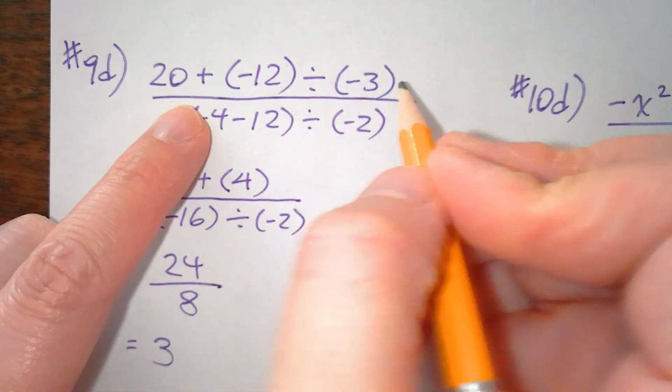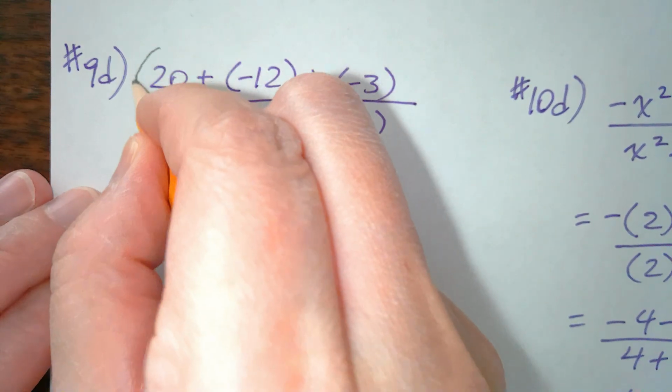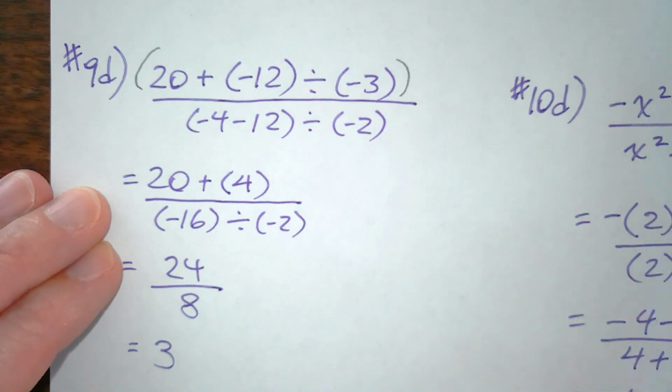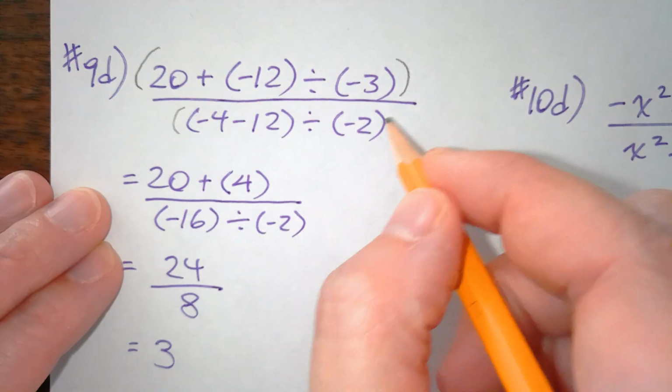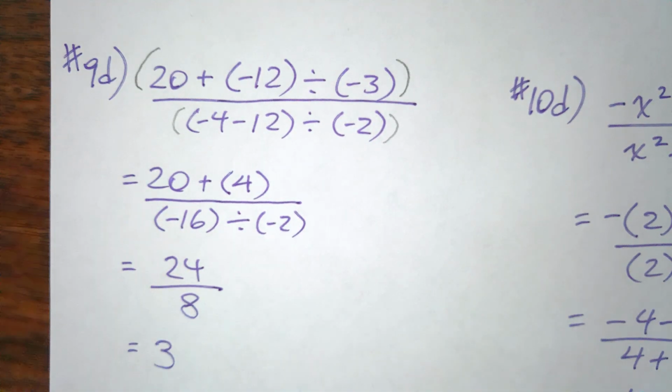So right here, what you have to do is clean up your whole numerator. It's like there's an invisible bracket around your whole numerator, and then there's another invisible bracket around your whole denominator.